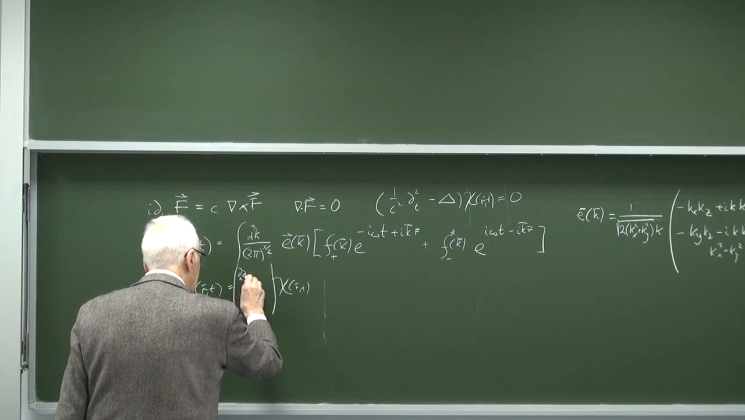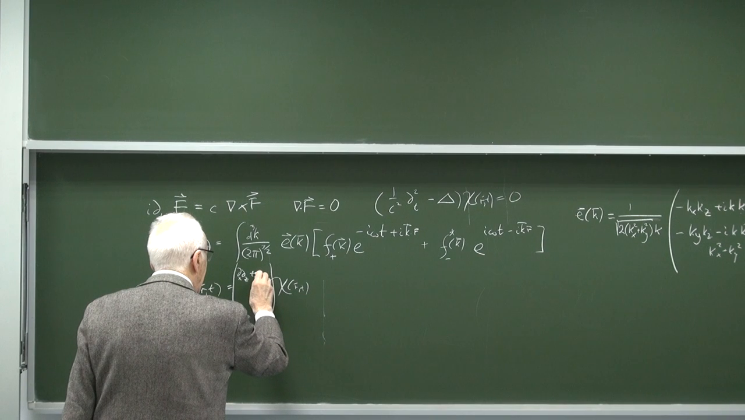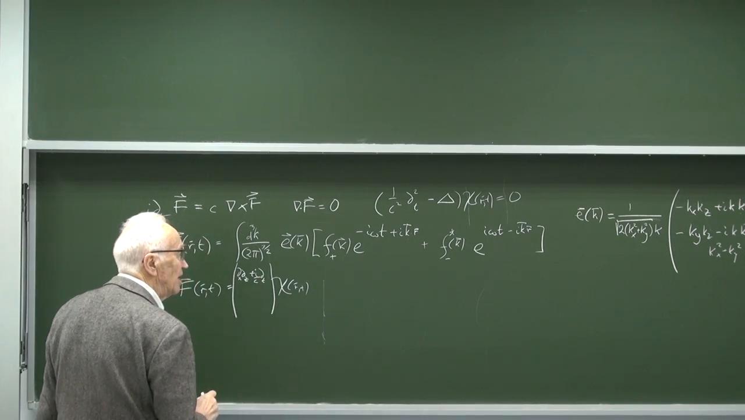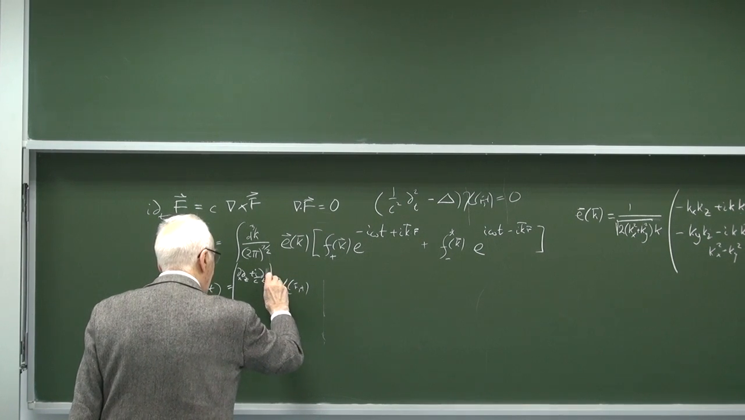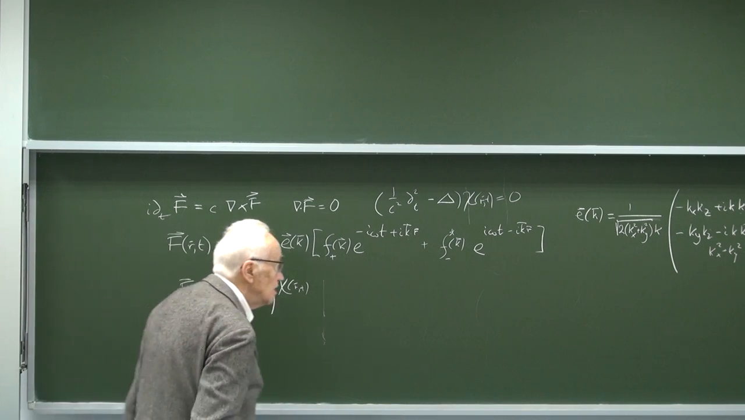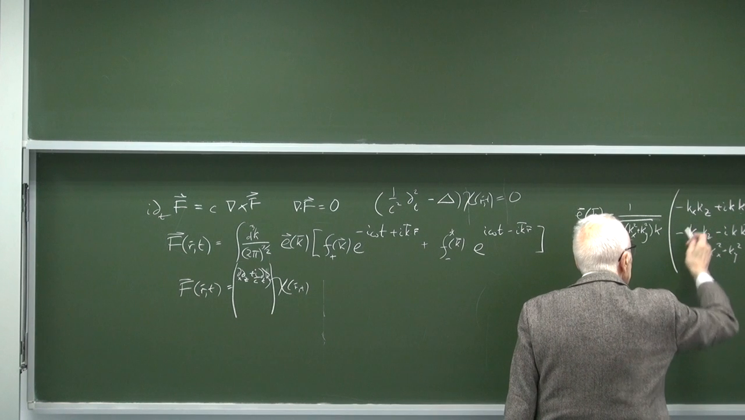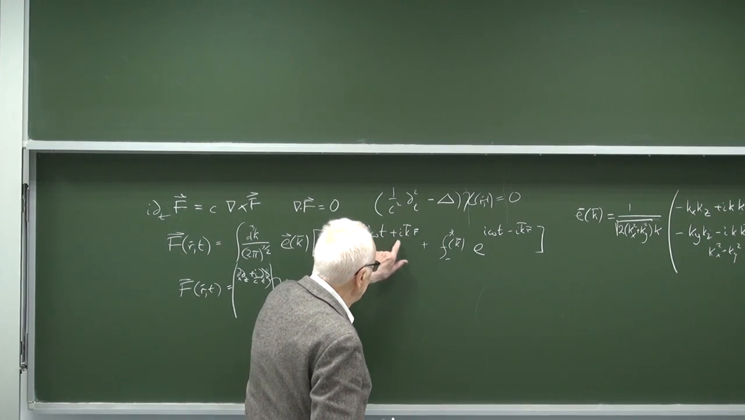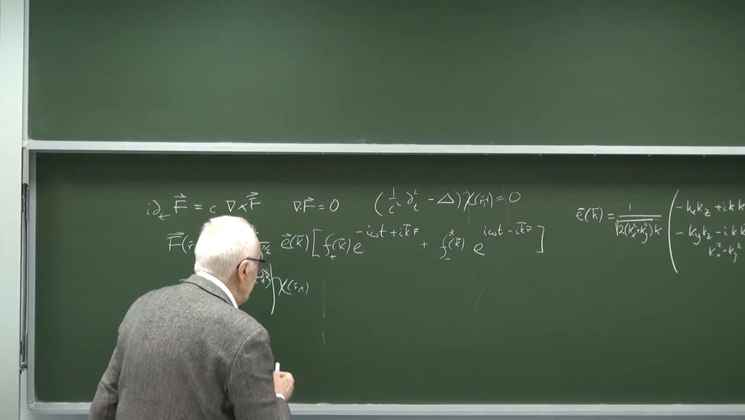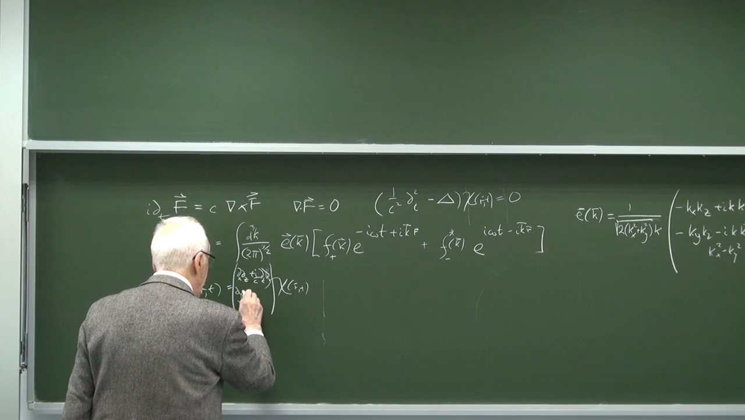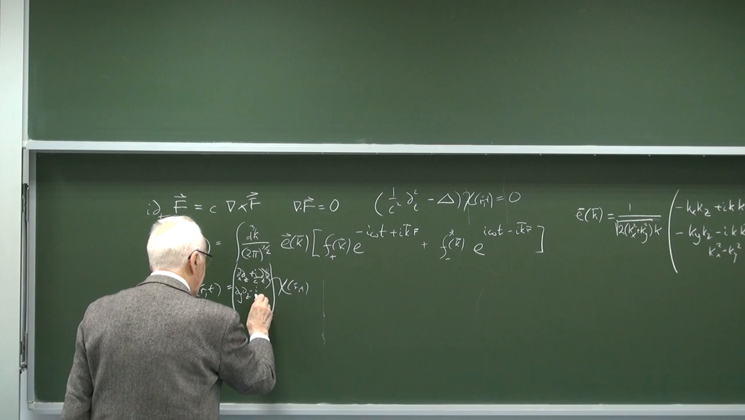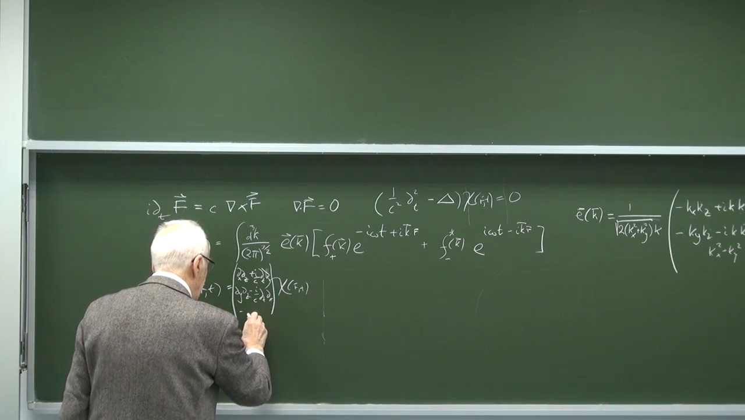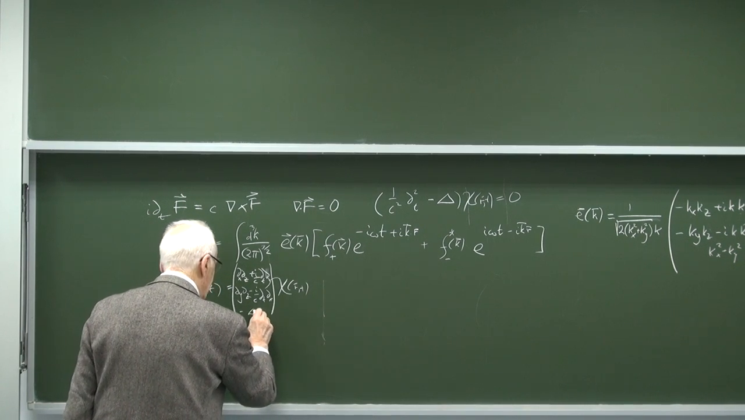Dx dz plus i divided by c, the derivative with respect to time, and the derivative with respect to y. These two animals represent minus kx, kz, because acting on the dependence on x, y, and z hidden in this factor, we exactly reproduce this. Here we have in the second row dy dz minus i over c dt dx, and here we have with the minus sign the two-dimensional Laplacian, which I will denote d transverse.